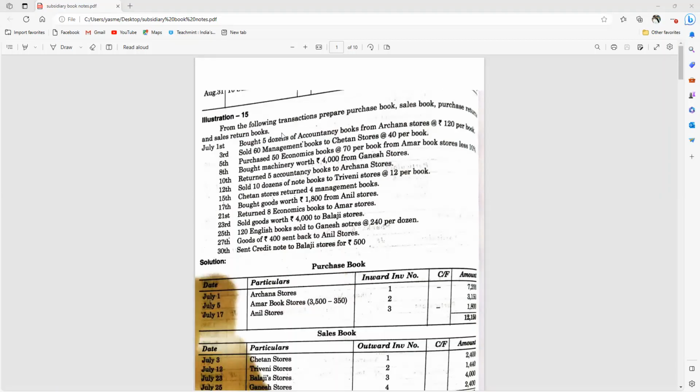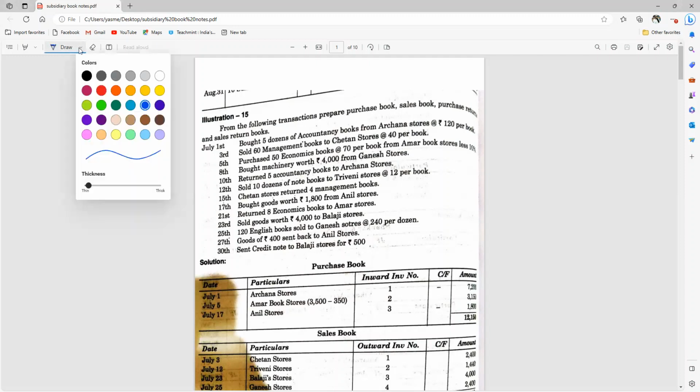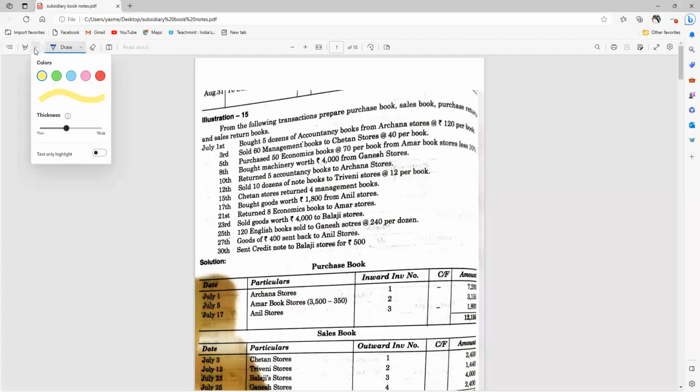Dear students, in this video, I'm just briefing which transaction should be recorded in which book. Starting with Illustration 15, which is very important because the questions in this book were taken last year for the examination also. From the following transactions, prepare the purchase book, sales book, purchase return book, and sales return book. They have said that we have to prepare those 4 books only.